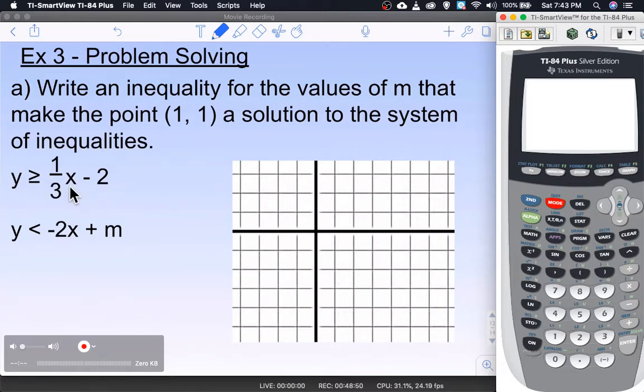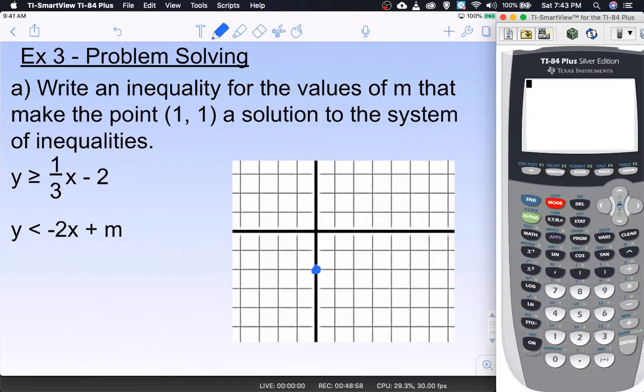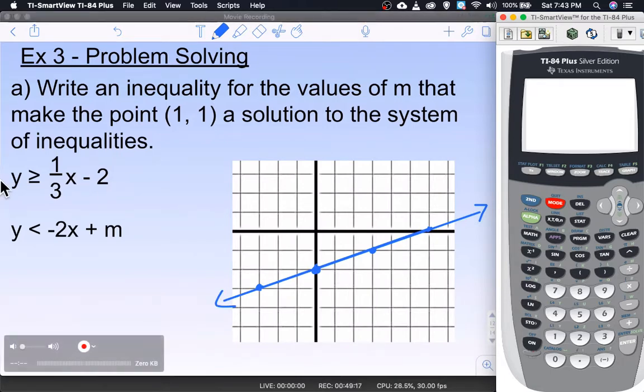I'm going to start by graphing this line. So this is the line that has a y-intercept of -2 and a slope of 1/3, and this should be a solid line. We'll be shading greater than this line, so up here.